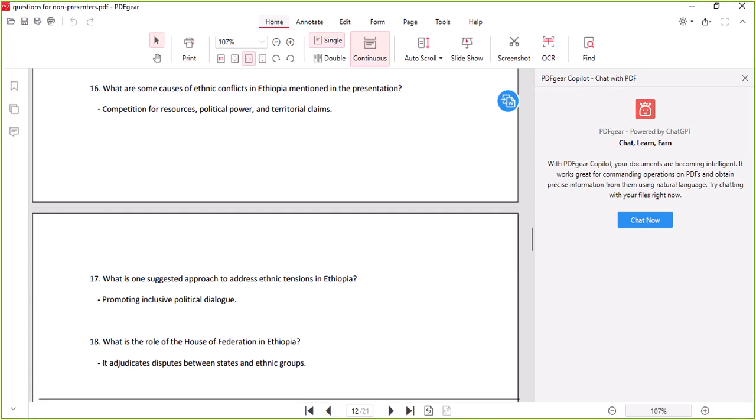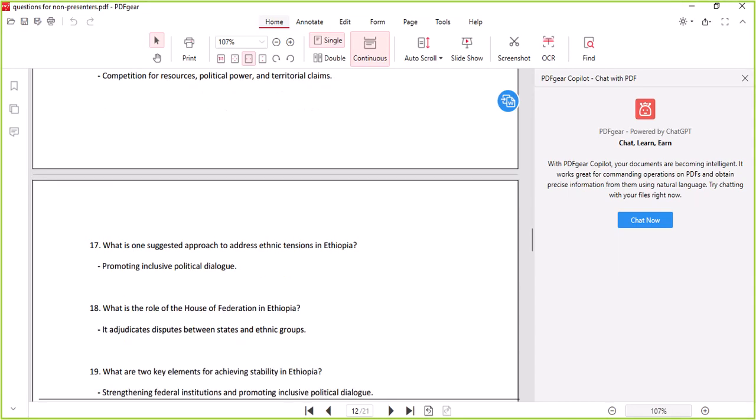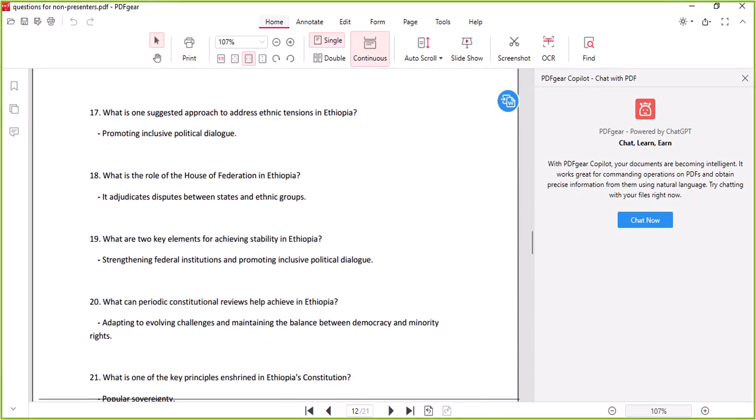Question number 1, what is the role of the House of Federation? The role of the House of Federation is to mediate ethnic disputes between two ethnicities, and the other role is to support ethnic minorities and interpret the constitution.